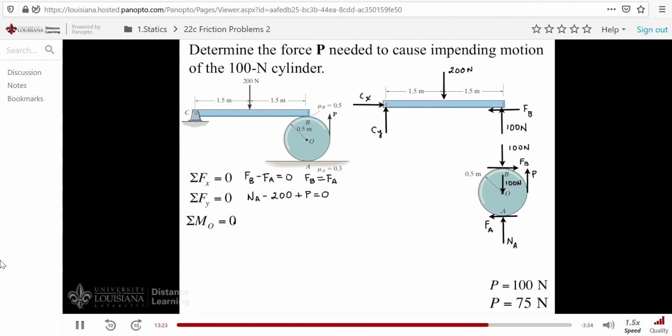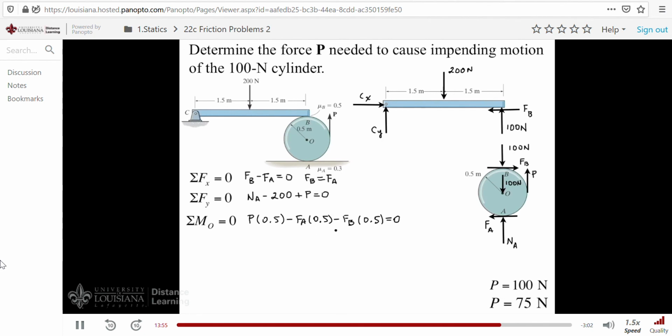Then we'll take moments around the center of the cylinder. P times 0.5 minus F of A times 0.5, and of course minus F of B times 0.5. And all this equals 0, of course.